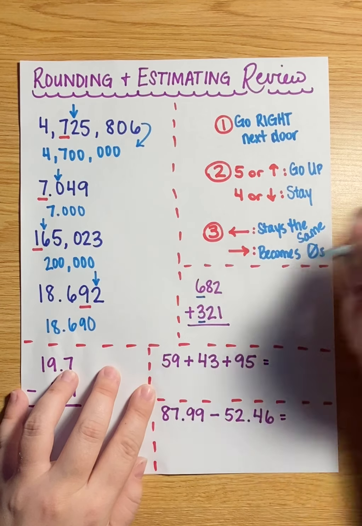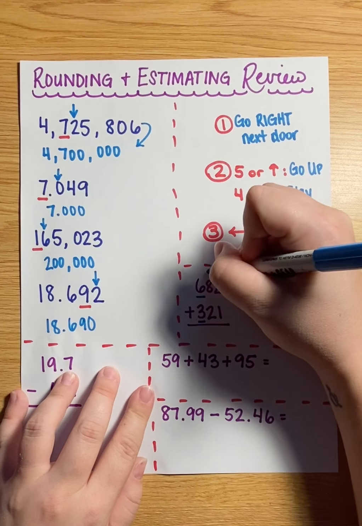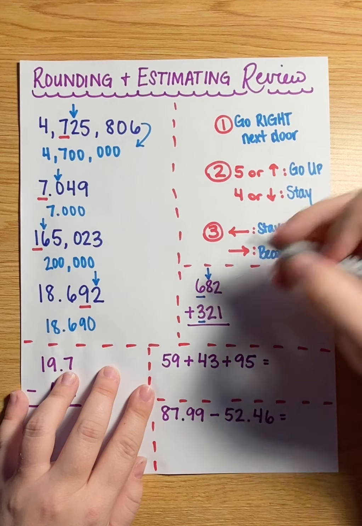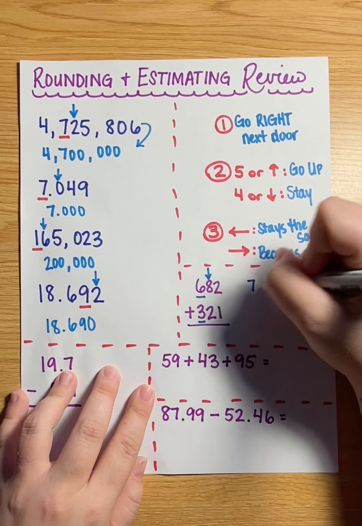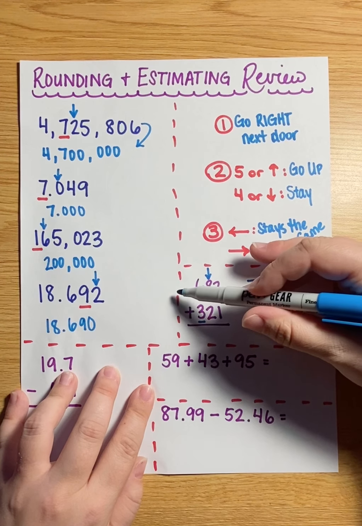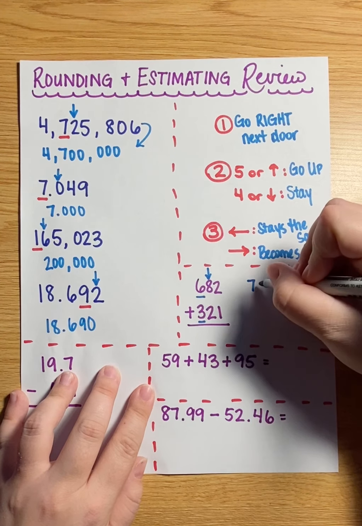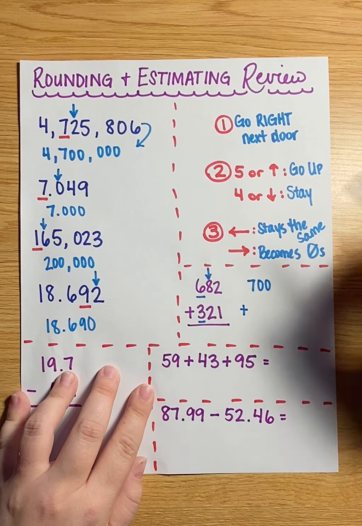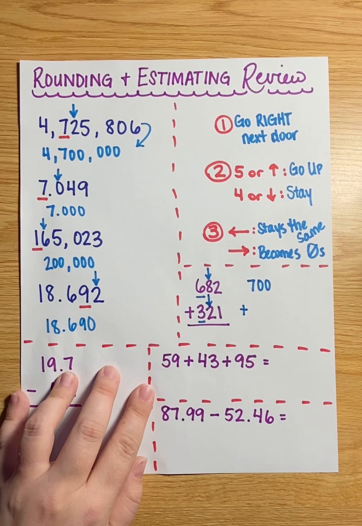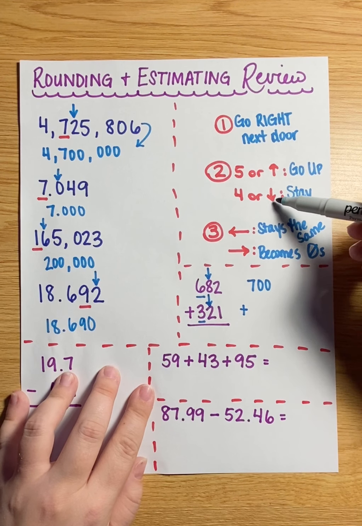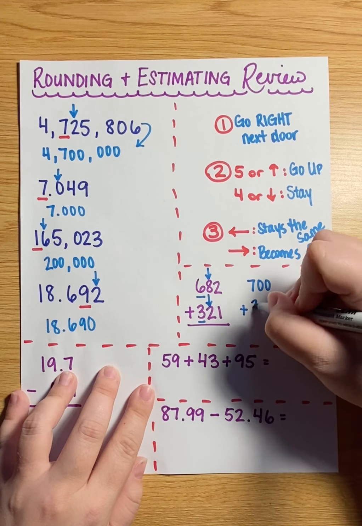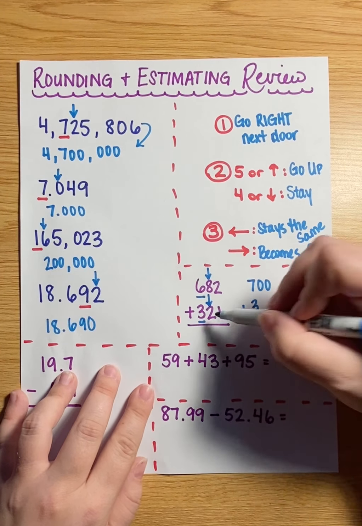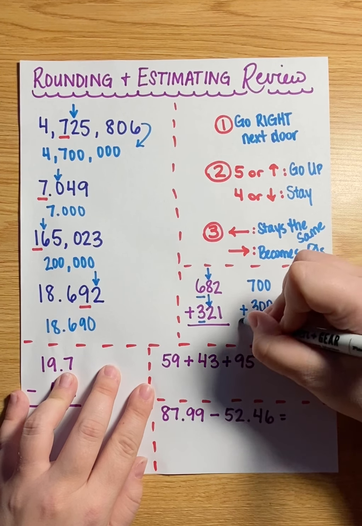I'm going to round to my hundreds. I'm going to go right next door. Same thing. 8 is 5 or larger, so my 6 is going to go up to 7. Everything to the left stays the same. Everything to the right becomes zeros. Keep my plus sign. I'm going to do the same thing. Round to my hundreds. My 2 is 4 or smaller, so my 3 stays the same. Everything to the left, there's nothing there. Everything to the right becomes zeros.